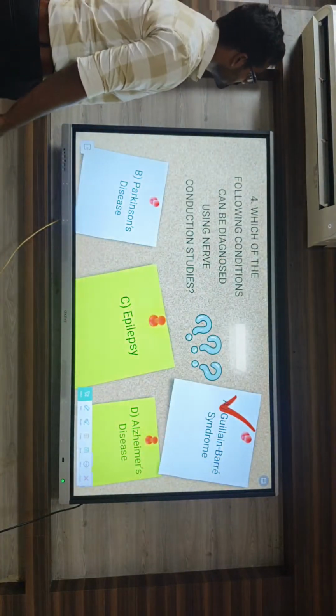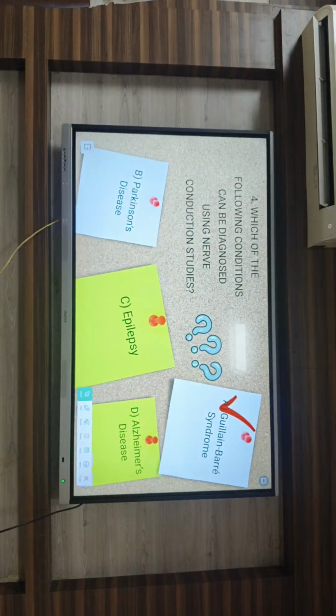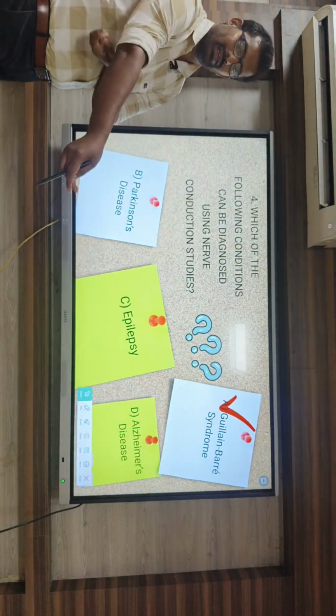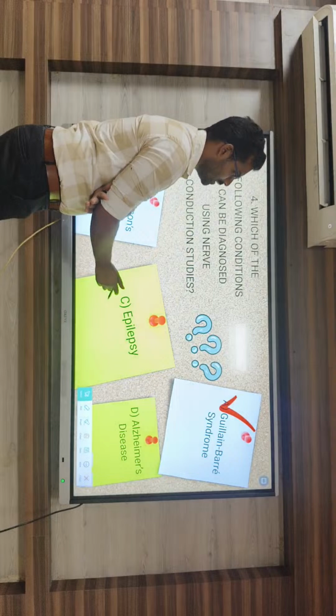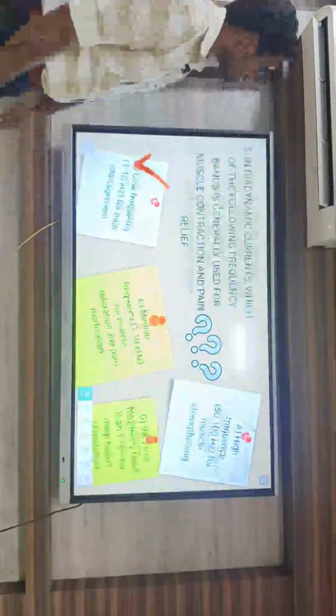Next one, which of the following condition can be diagnosed using the nerve conduction study? So nerve conduction study நாம எதுக்கு யூஸ் பண்றோம் அப்படினு பார்த்தோம்னா demyelinating disorder. So இதுல demyelinating disorders அப்படினு பார்த்தோம்னா Guillain-Barré syndrome is the only answer.